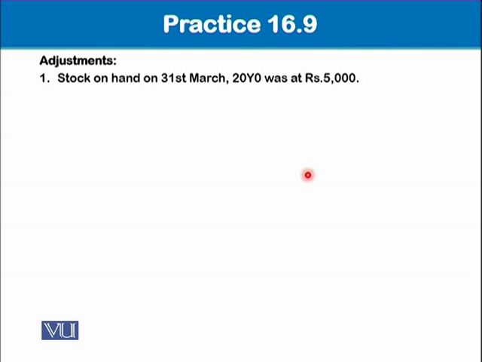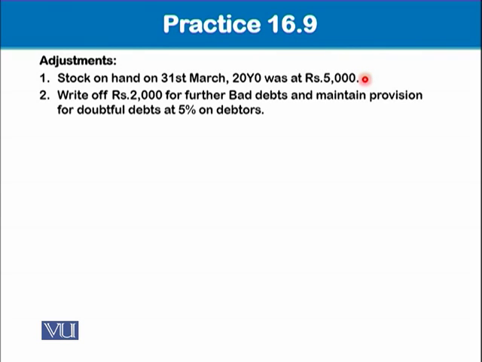We have closing stock with us. It will affect our cost of goods sold and it will be taken to the asset. Well, we have to write off 2,000 for further bad debts. We know this accounting entry, bad debts debit, and our debtors account will be credited. And we have to maintain provision for doubtful debt at 5% on debtors. So for this, if there is increase in provision, bad debts debit and provision for doubtful debts will be credited. And in case of decrease, vice versa.